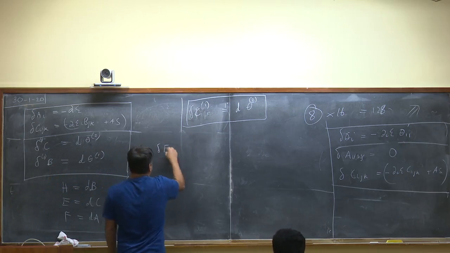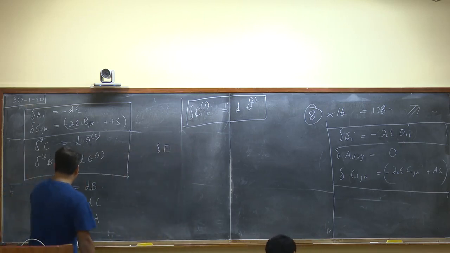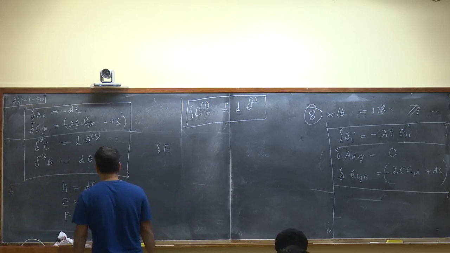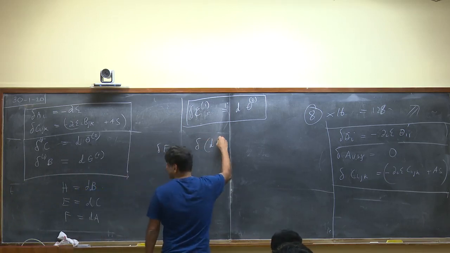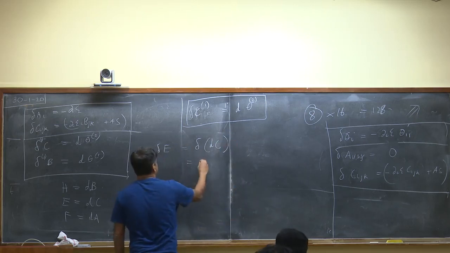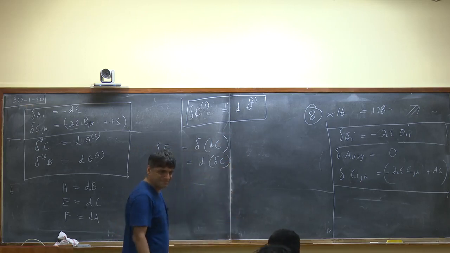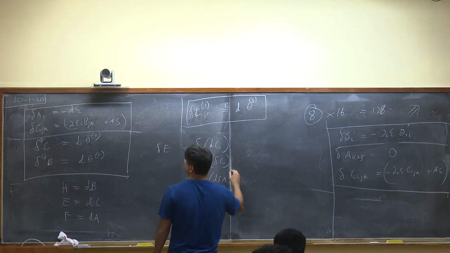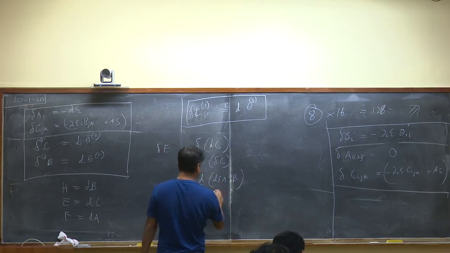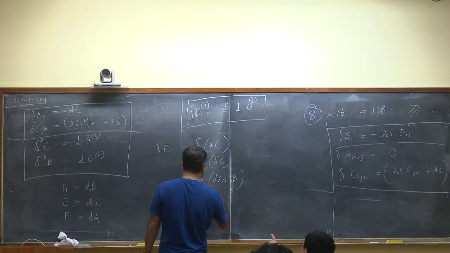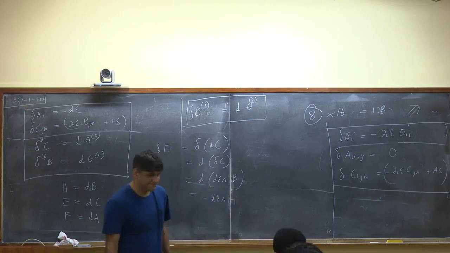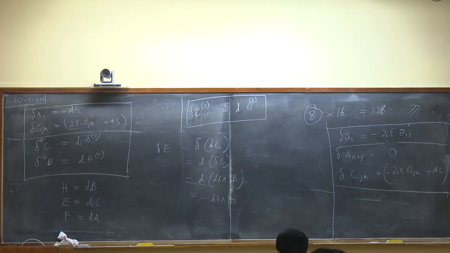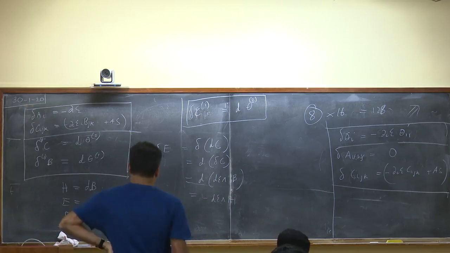Okay, so what is delta E? Now let's use this form notation, as you guys correctly pointed out. Delta E is equal to delta of DC, which is equal to D of delta C, which is equal to D of D zeta wedge B, which is equal to, up to some sign, minus. So you're trying to look at only the gauge transformation part.